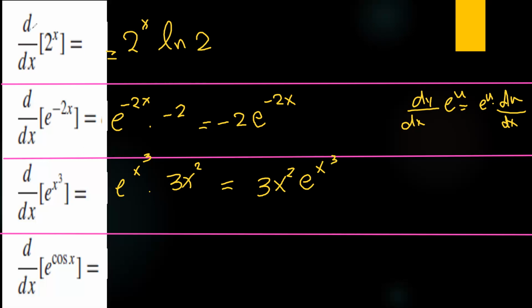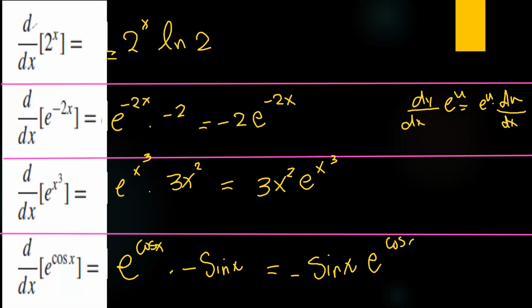And the last one here, e to the power cosine x. It is e to the power cosine x times, what is the derivative of cosine? It's negative sine. So the answer will be negative sine x e to the power cosine x.